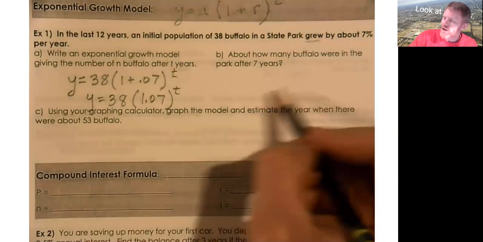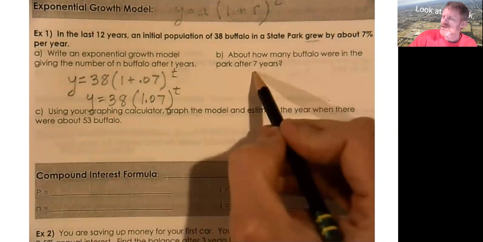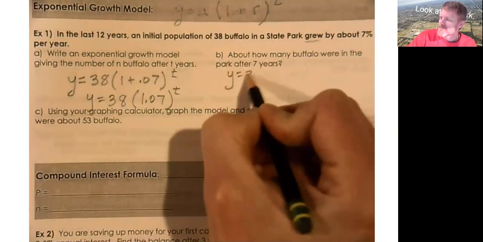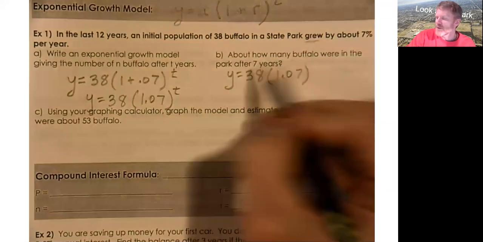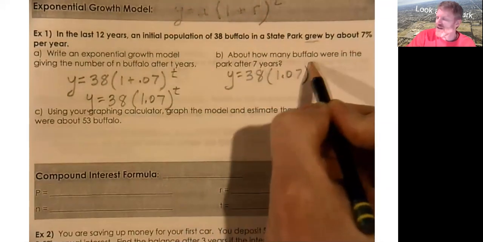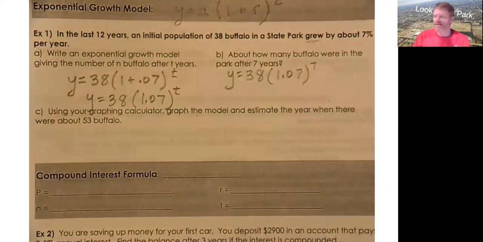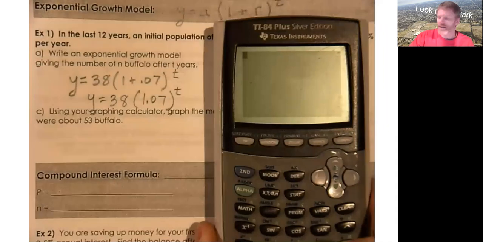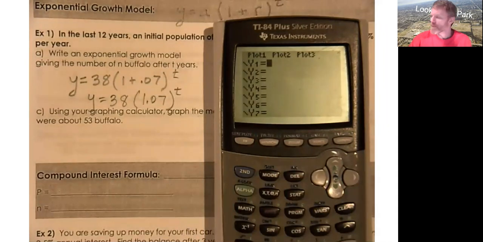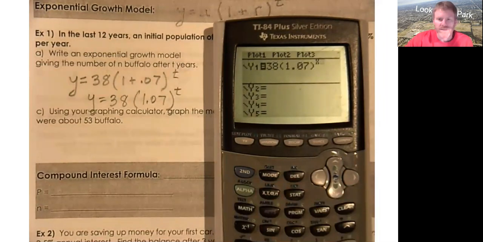So if we're going to come over here and try to figure out the number of buffalo after 7 years, we're starting with 38. We have our 1.07, and we want to figure out how many buffalo are there after 7 years. If we're increasing by 7%, what is that going to be? So we're going to take our calculator, do y equals, we have our 38, 1.07 to an exponent of x.